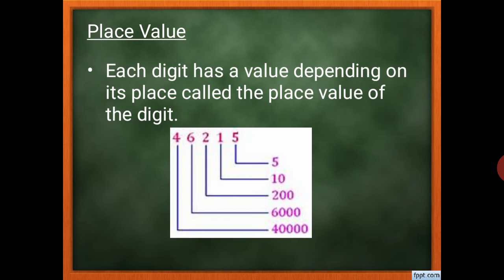For example, here the 5 is at ones place, so the place value will become 5 only. Here 1 is at tens place, so its place value becomes 1 ten, that means 10. Here the 2 is at the hundreds place, so its place value becomes 200. Here 6 is at the thousands place, so its place value becomes 6,000. Here 4 is at the ten thousands place, so its place value becomes 40,000.